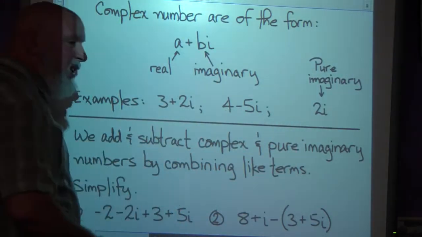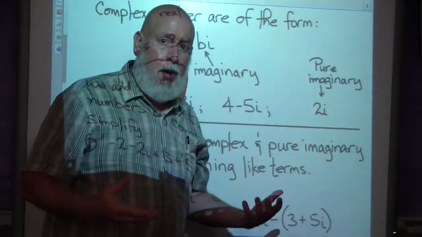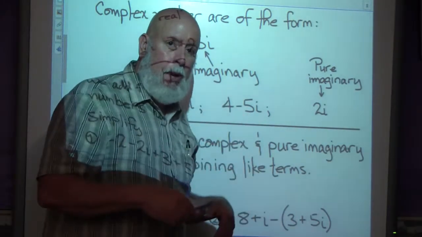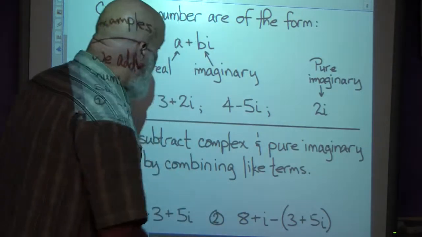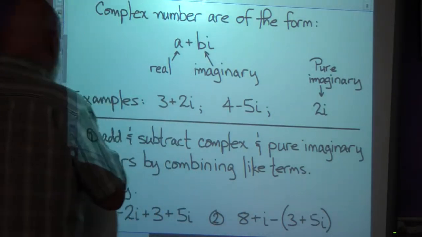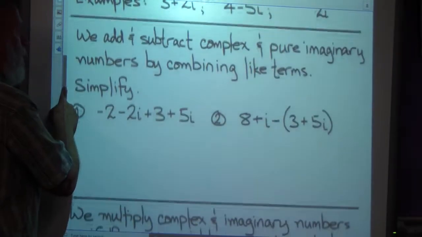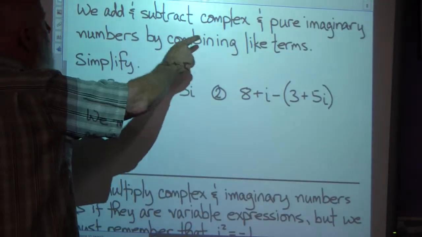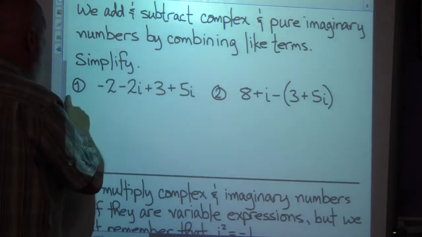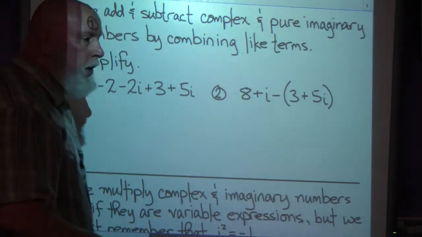I mean, the word complex makes it sound like it's really hard, but it's a label that they slap on it. It doesn't mean it's complex. It's just real plus imaginary. So here we go. Let's take a look at adding and subtracting complex and pure imaginary numbers by combining like terms. And that's how we add them and subtract them.